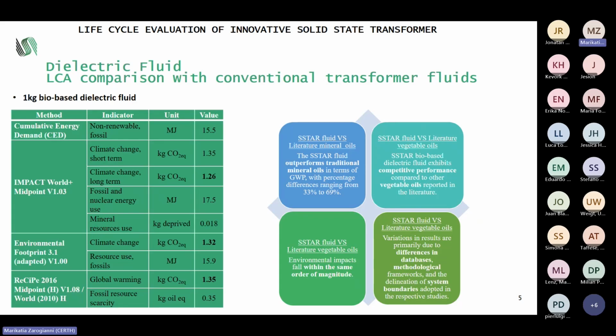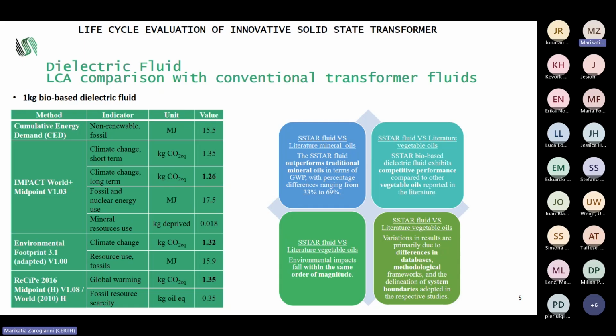One of the innovation keys of the STAR module is the eco-friendly bio-based electric fluid. The production of 1 kilo of this was evaluated using different impact assessment methods. The global warming potential, as you can see here, ranges from 1.26 to 1.35, while the cumulative energy demand is from 15 to 17 megajoules.